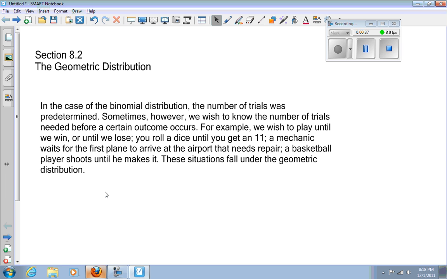Maybe the mechanic is waiting for the first plane to arrive at the airport that needs repairs, or a basketball player continues to shoot baskets until he makes it. These situations all fall under the geometric distribution.